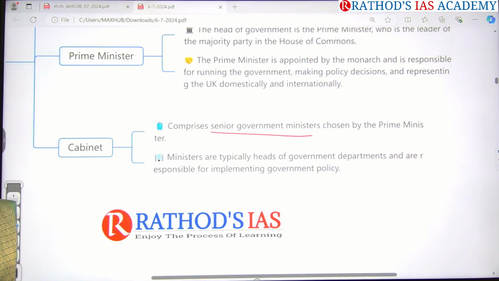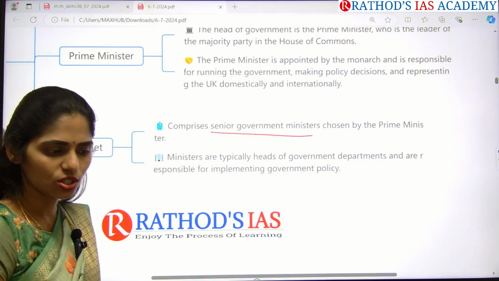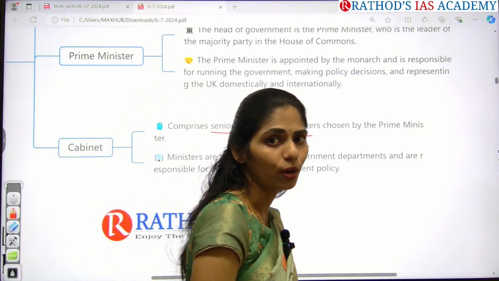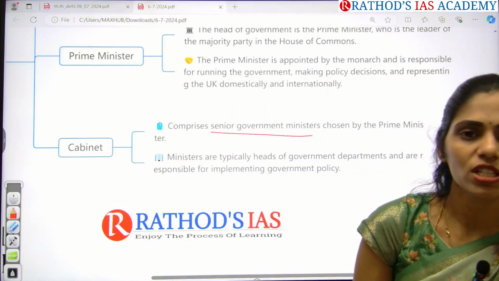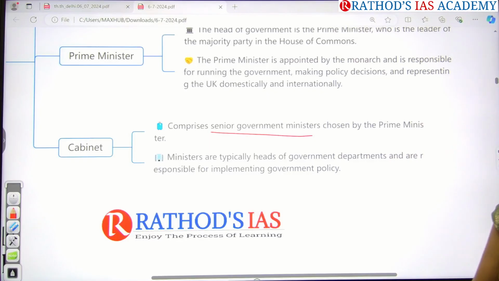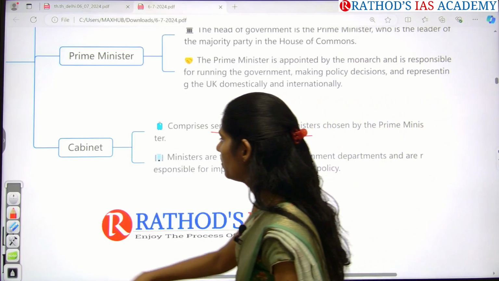And there are different ministries out there, so they typically act as heads of government departments, and those ministers are responsible for implementing the policies of those departments and ministries. So this is about the governance system of the UK.